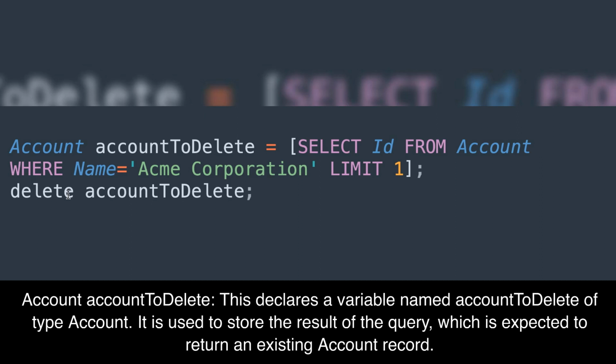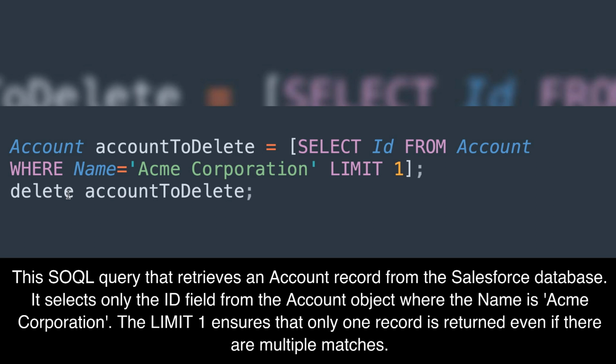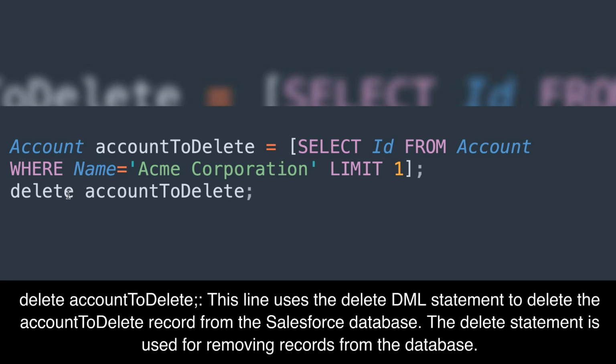Account accountToDelete. This declares a variable named accountToDelete of type Account. It is used to store the result of the query, which is expected to return an existing account record. This SOQL query retrieves an account record from the Salesforce database. It selects only the Id field from the Account object where the Name is Acme Corporation. The LIMIT 1 ensures that only one record is returned even if there are multiple matches. delete accountToDelete. This line uses the delete DML statement to delete the accountToDelete record from the Salesforce database. The delete statement is used for removing records from the database.